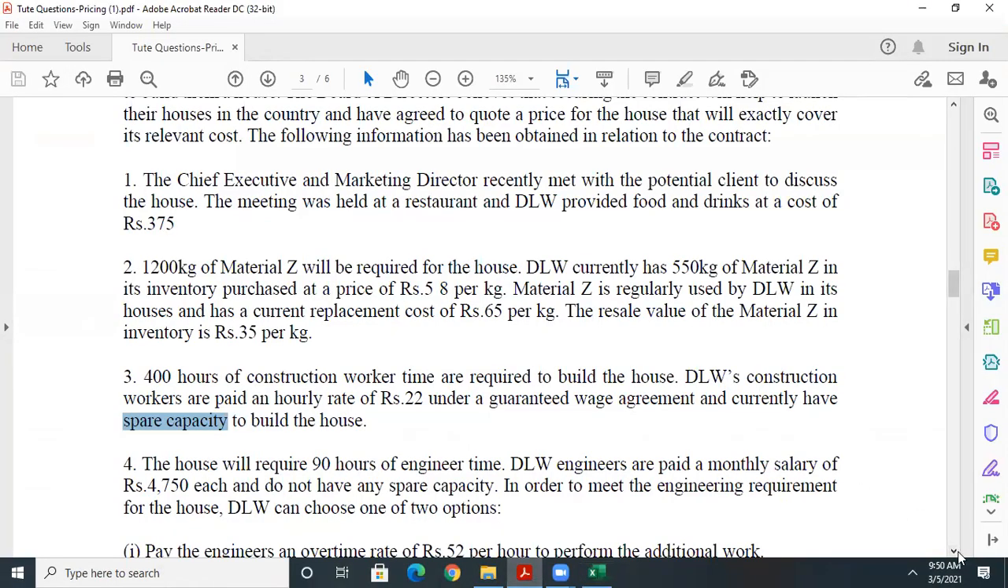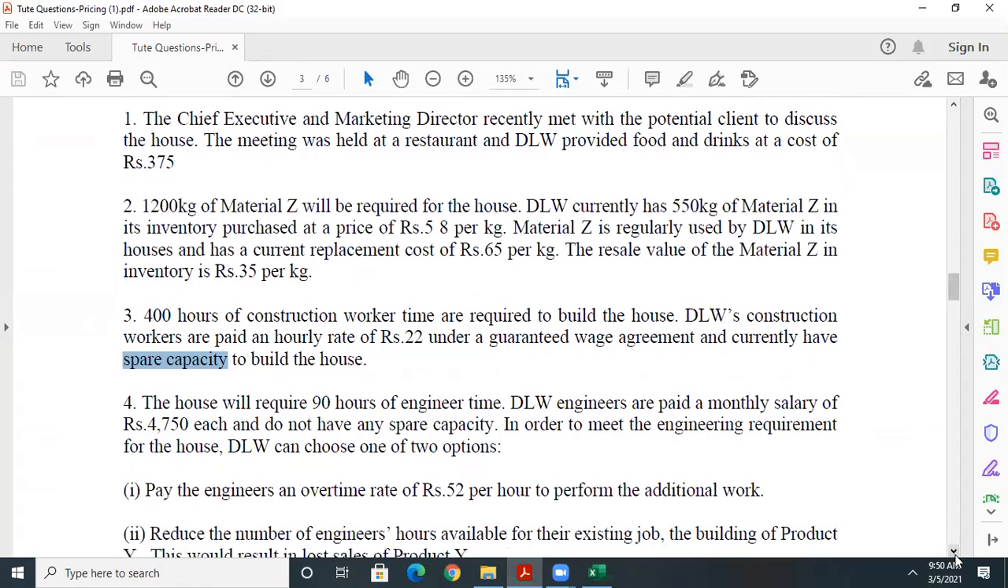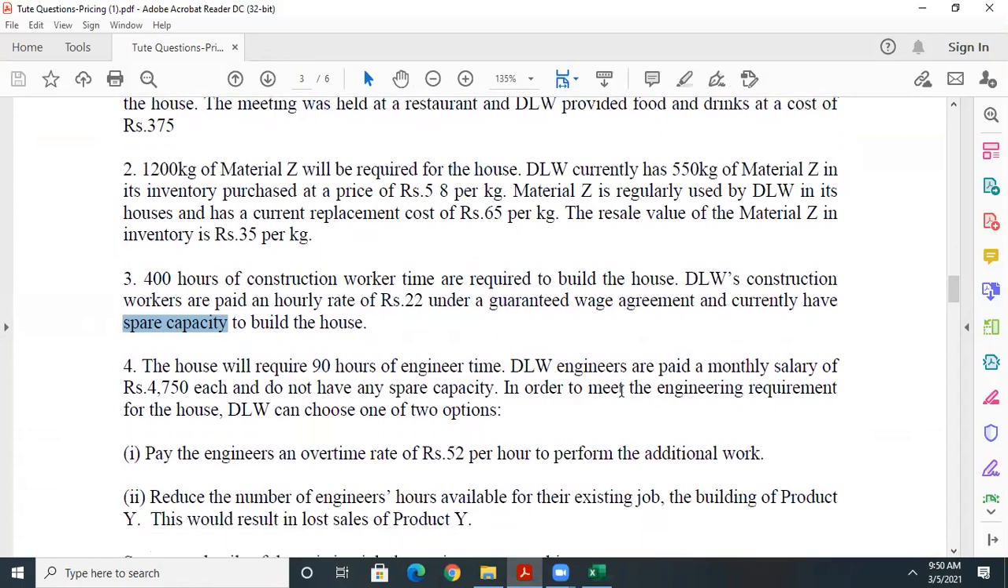Then it says the house will require 90 hours of engineering time. The DLW engineers are paid a monthly salary of 4,750. Again, forget about the amount. And they do not have any spare capacity.